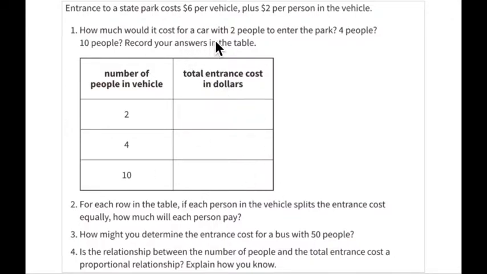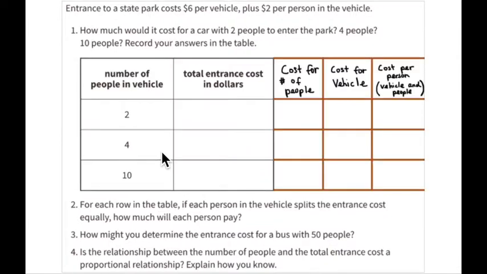And the beginning information is that there's the cost per person. So each person has to pay $2 for their entrance fee, plus an additional $6 as a group for the vehicle that's entering the park. And so that really calls for added columns to this table. Now, this whole lesson is about using tables to solve problems. And so I would suggest adding a few more columns to keep track of the information in the situation.